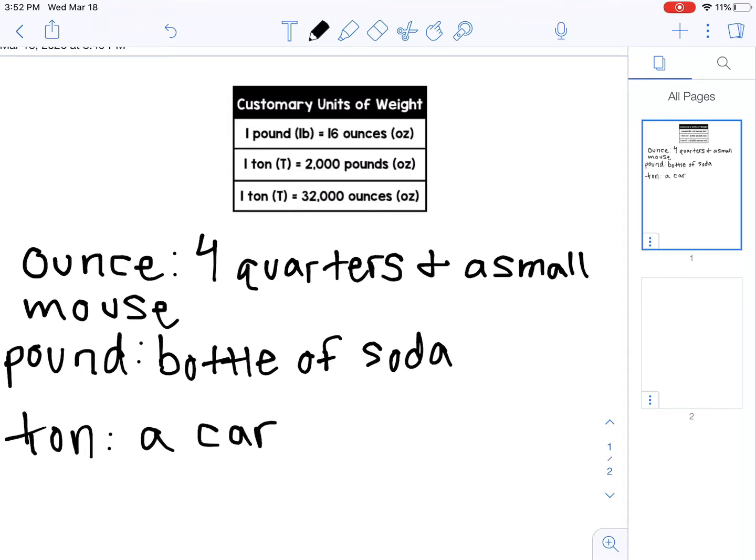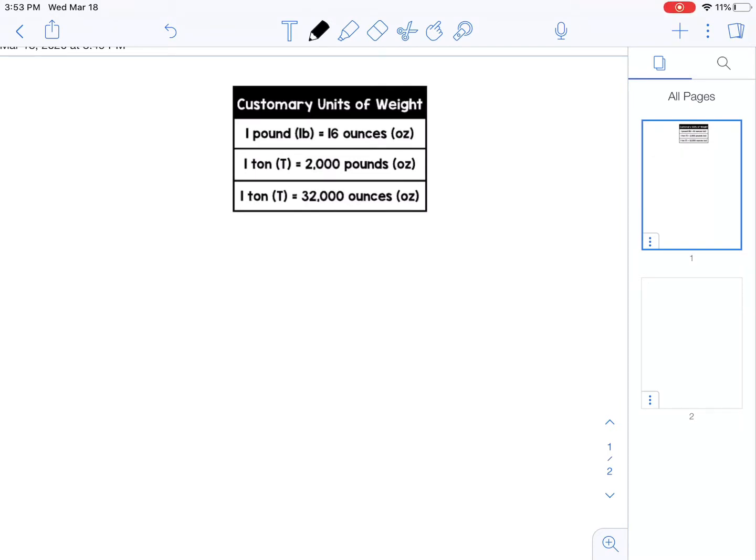It's important to visualize in our heads and make it more real to us what weighs about an ounce, pound, or ton. This is going to make it a lot easier for us to grasp the concepts if we can think of things in the real world that weigh this much. So I wanted to go over that first before we really get into the conversions of weight.